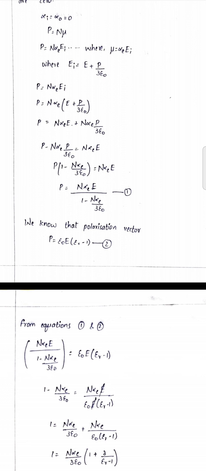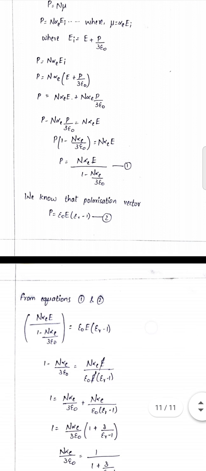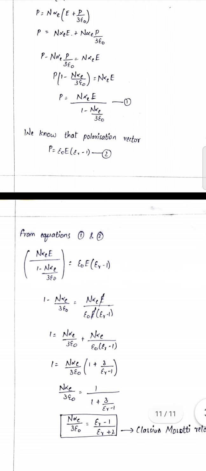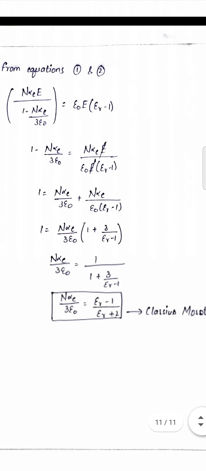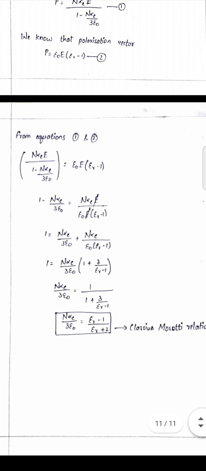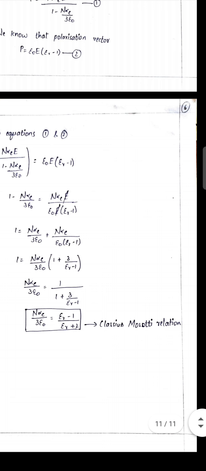Here we know that P is equal to epsilon naught E into epsilon r minus 1. By equating equations 1 and 2 and solving, we get N alpha by 3 epsilon naught is equal to epsilon r minus 1 by epsilon r plus 2. This is called the Clausius-Mossotti relation.